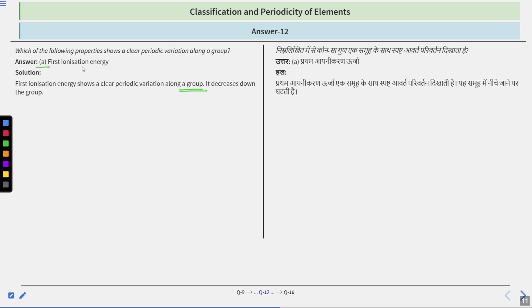Basically, first ionization energy is the energy required for the loss of one single electron from the outermost shell of the atom, right? So the first ionization energy decreases down the group, as mentioned here, and that's why it is the property which shows a clear periodic variation along a group. And this is the question. Thus, option A is the correct answer, that is first ionization energy. Okay, let's move to the next question.